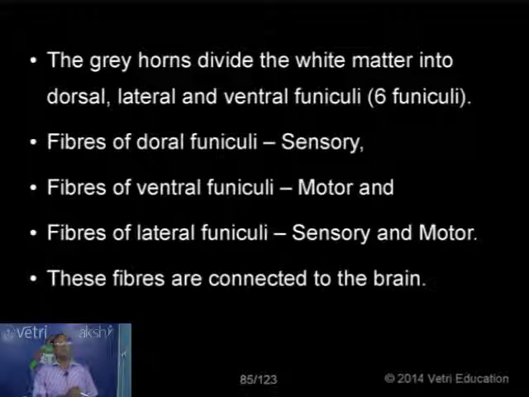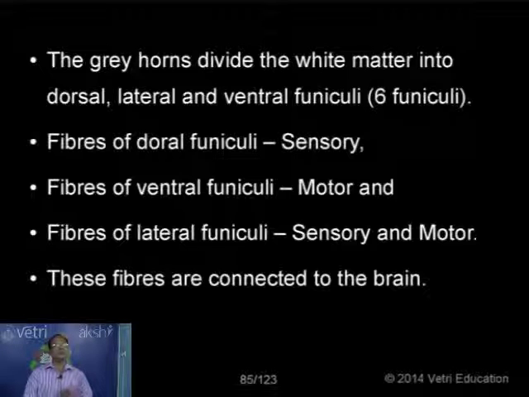Now the grey horns normally divide the white matter into dorsal, ventral and lateral bundles called funiculi. Altogether there are 6 funiculi. Specific functions are attributed to the funiculi, which are 6 in number: dorsal 2, ventral 2, lateral 2.